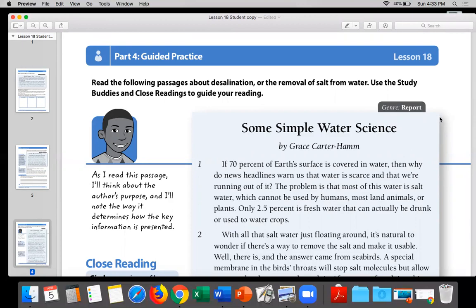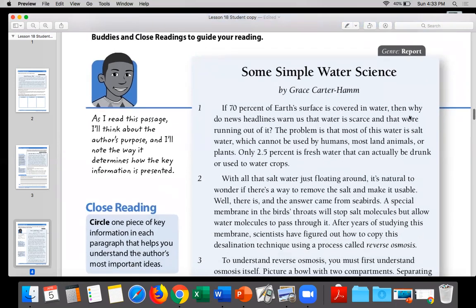All right, so it wants us to read the following passages about desalination. I believe that's how we pronounce that. So it's like saline, if you've heard of saline, salt, okay? Or the removal of salt from water. Use the study buddies and close readings to guide your reading. As I read this passage, I'll think about the author's purpose and I'll note the way it determines how the key information is presented.